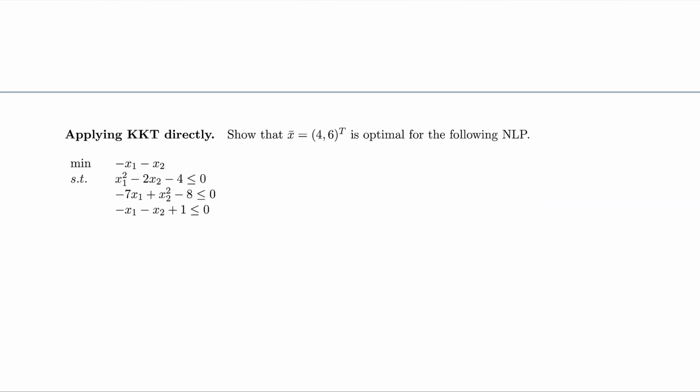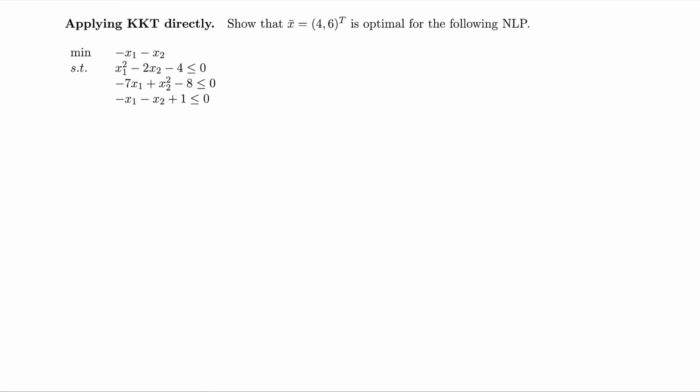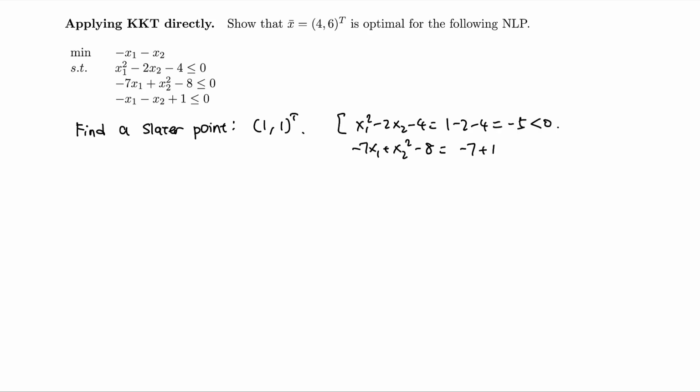We will now do the same example, except we will apply the KKT theorem directly. We are still trying to show that (4, 6) is optimal for the same NLP. The first step is to find a Slater point. This is generally a trial and error process. In our case, we have seen that (1, 1) is a Slater point, and we can verify that when you plug in (1, 1) into each of the constraints, the result is less than 0.